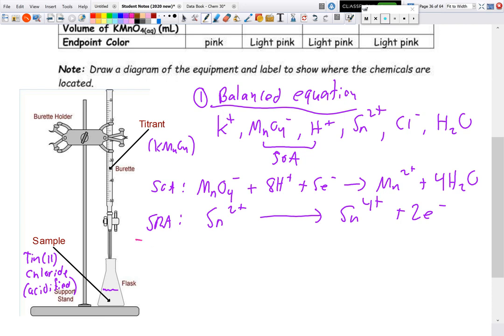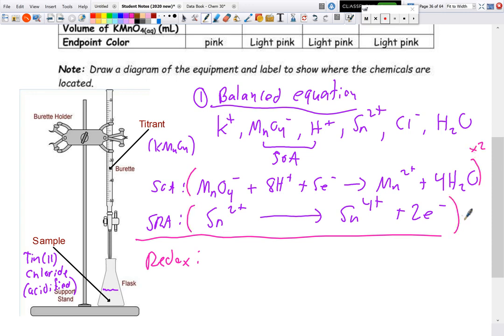Now, of course, we will need to get our redox equation by making sure the total number of electrons transferred equal out. In our top equation, we have 5. In our bottom equation, we have 2. So the lowest common multiple here is going to be 10. So I'm going to have to multiply my top equation by 2, and multiply my bottom by 5.